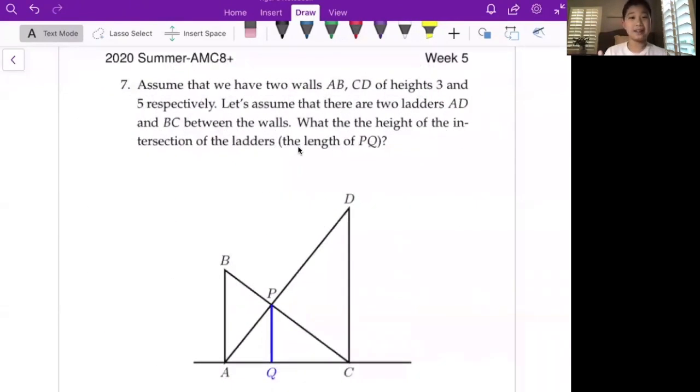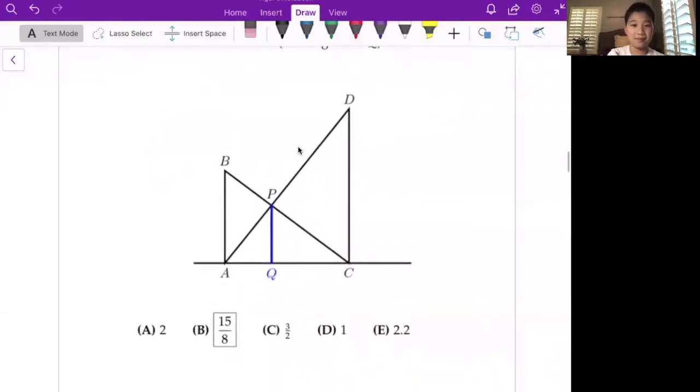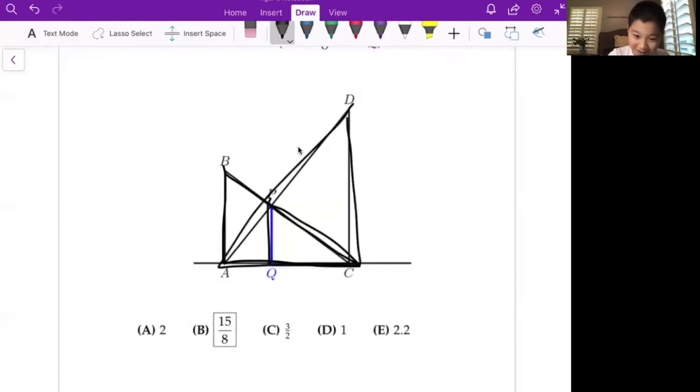So now we're on number 7. Assume that we have 2 walls, AB and CD, of heights 3 and 5 respectively. Let's assume that there are 2 ladders, AD and BC, between the walls. What is the height, not the height, of the intersection of the ladders, the length of PQ? So do you see anything that can be classified as a pair of similar triangles? How about this? And how about this? Yeah, these 2 similar triangles are gonna help us a lot here.